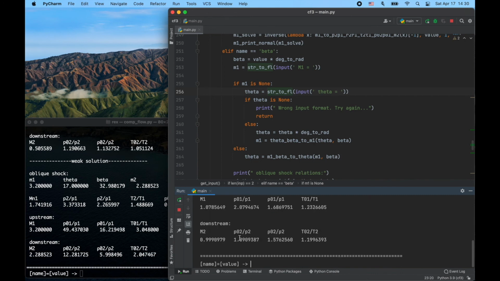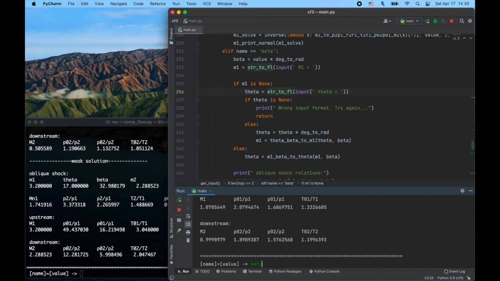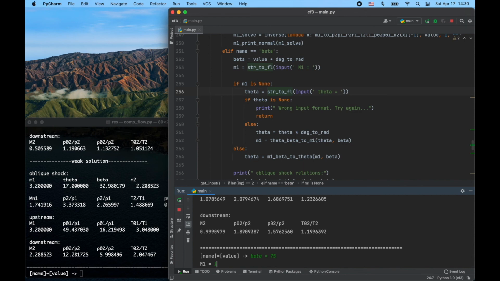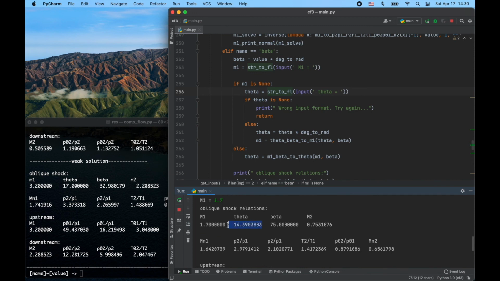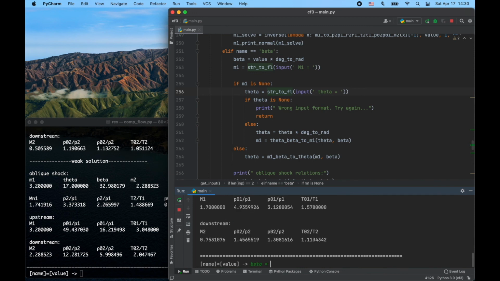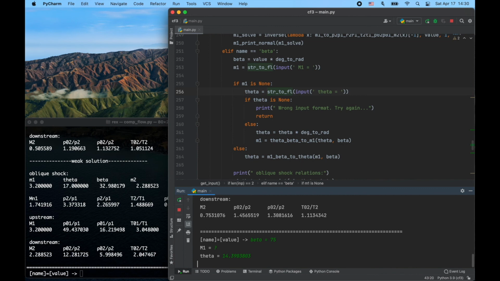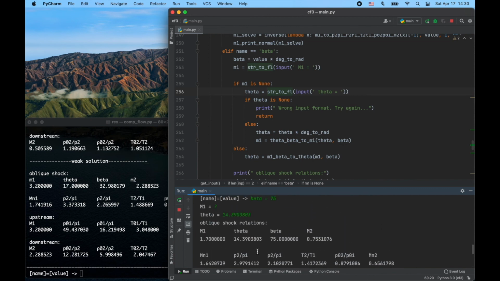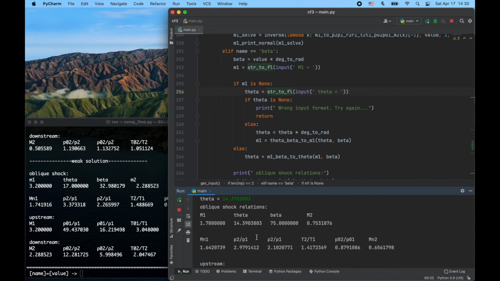So beta, let's try more. And Mach number is 1.7. And our theta value for this case is that number. And if we know beta is still 75 degrees, and Mach number 1, we don't know that. And theta is this number. Yep, we have beta, and we have Mach number 1 is 1.7, the same. All right, this is correct. Now, we can use exit to quit it.